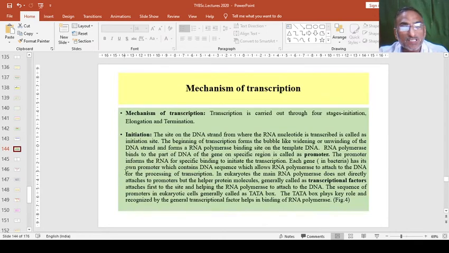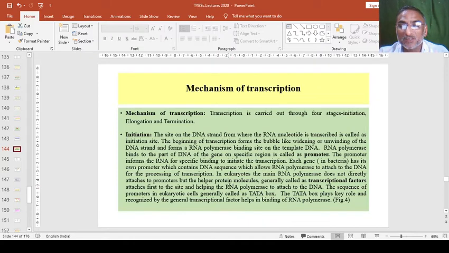The promoter informs the RNA polymerase for specific binding to initiate the transcription. Each gene in bacteria has its own promoter which contains a DNA sequence which allows RNA polymerase to attach to the DNA for the process of transcription.